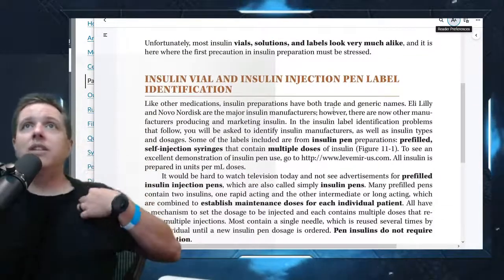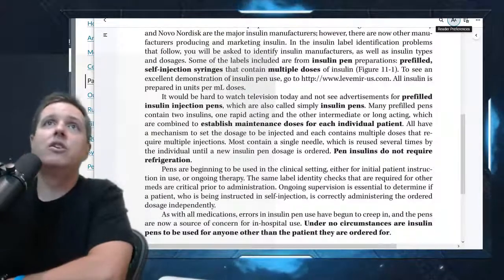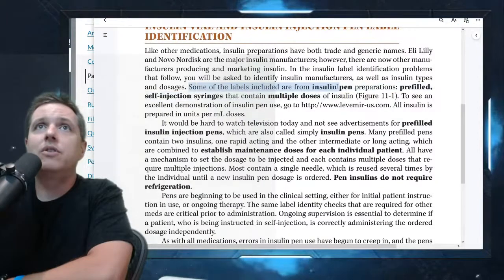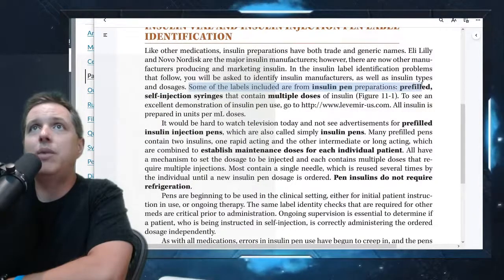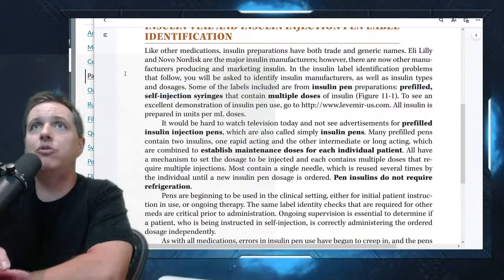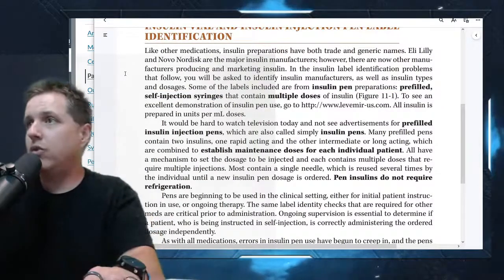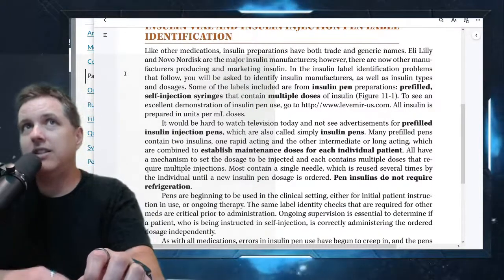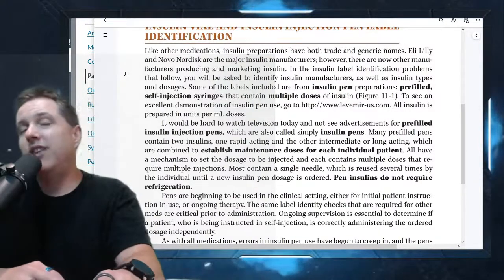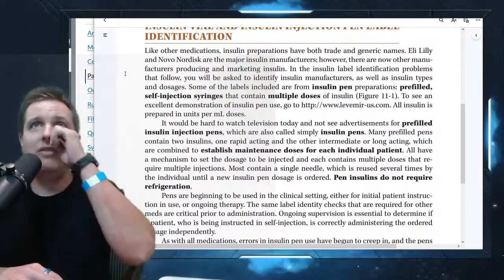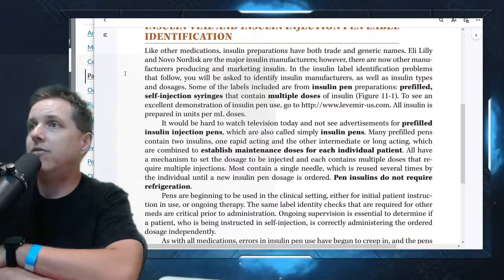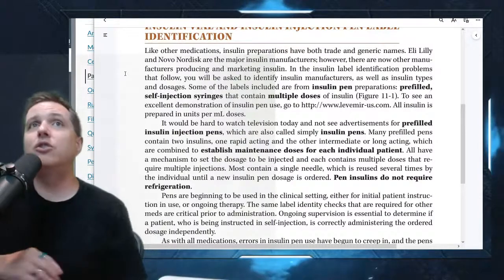Insulin vial and insulin injection pen label identification. So, some labels included are insulin pen preparations, that is pre-filled self-injection syringes that contain multiple doses of insulin. So they're all ready to go, which kind of makes sense. If you have millions and millions of people taking insulin every single day in the country, you want it to be as easy as possible. So it makes sense they have these pens that are basically all ready to go and ready to use if the patient needs that particular dose, right?